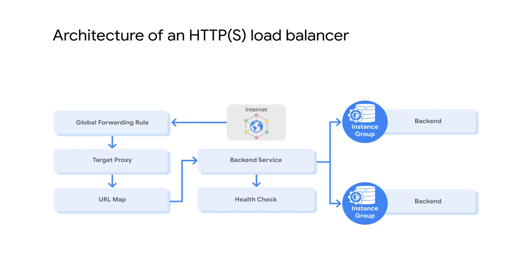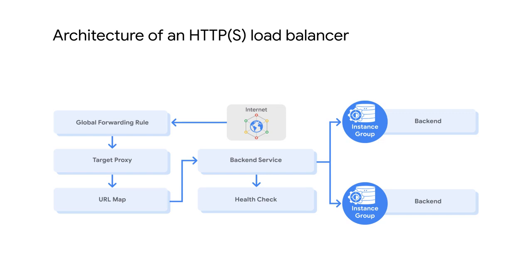A global forwarding rule directs incoming requests from the internet to a target HTTP proxy. The target HTTP proxy checks each request against a URL map to determine the appropriate backend service for the request. For example, you can send requests for www.example.com/audio to one backend service, which contains instances configured to deliver audio files, and the requests for www.example.com/video to another backend service, which contains instances configured to deliver video files.